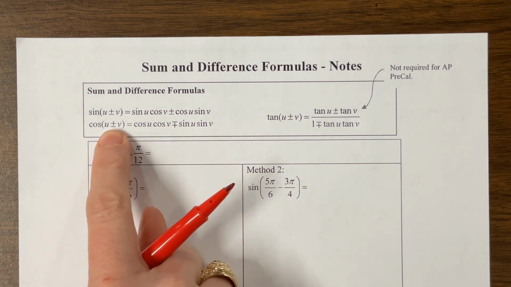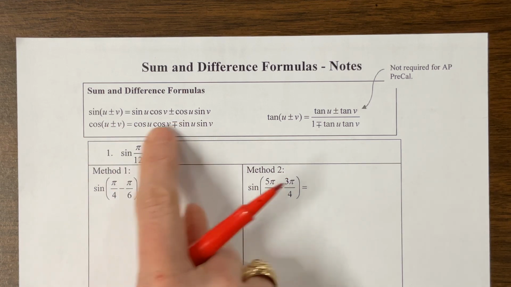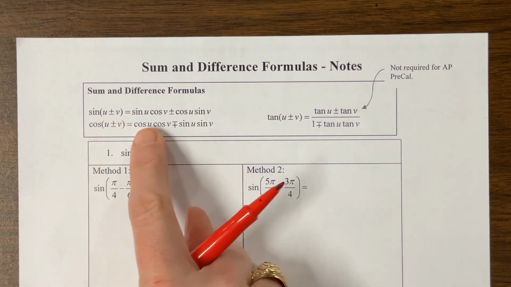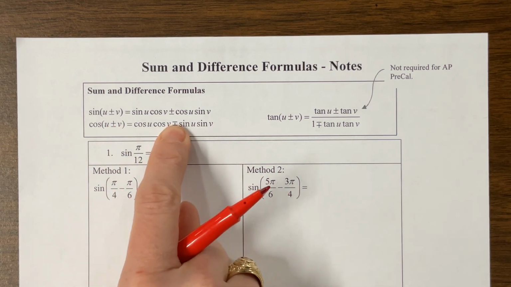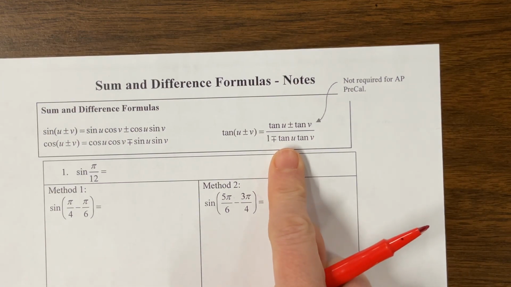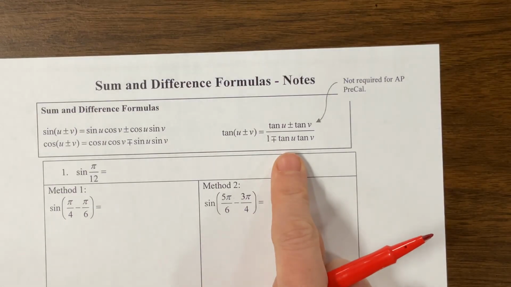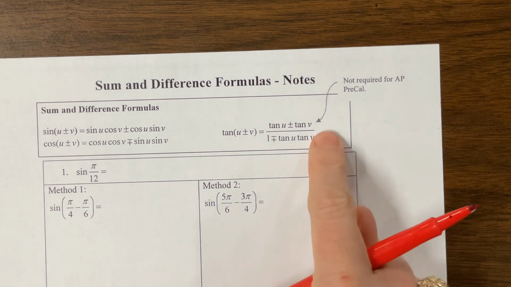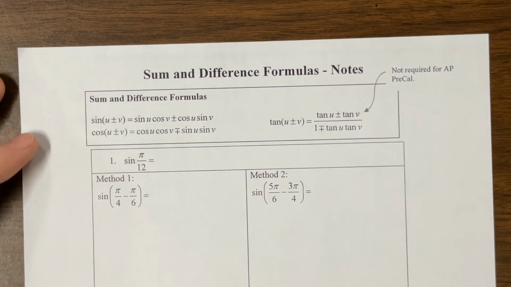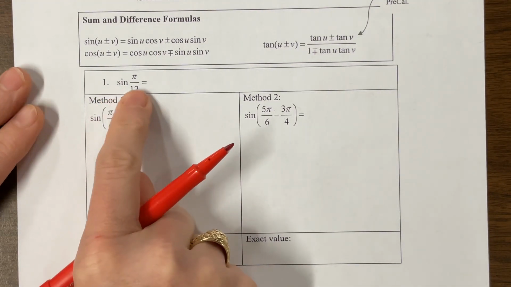With cosine, if it's a plus here, notice the minus-plus, if you haven't seen that before, what that's saying is that the top goes with the top and the bottom goes with the bottom. So cosine of two angles added together ends up being cosine, cosine, sine, sine with those two terms subtracted. Tangent is not required for AP PreCal, but it is cool and worth knowing maybe. Of the 3 courses I teach, only HL kids need to know this one.